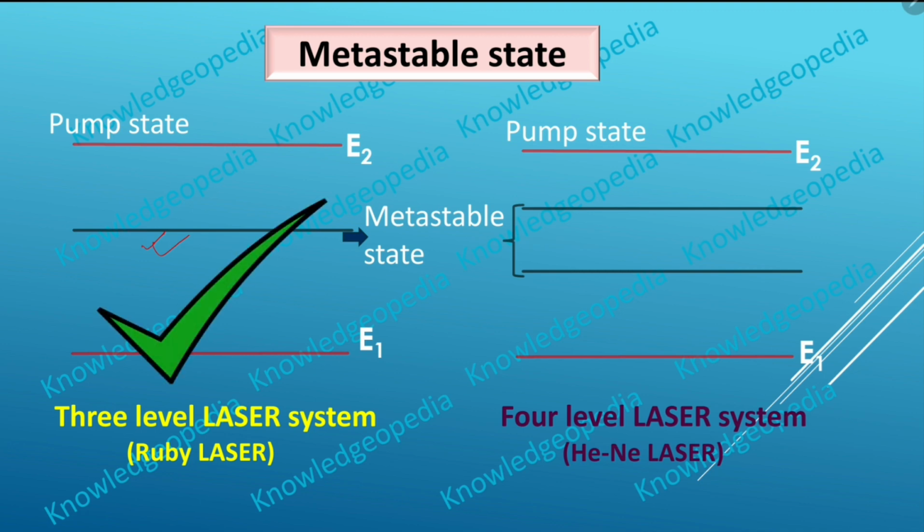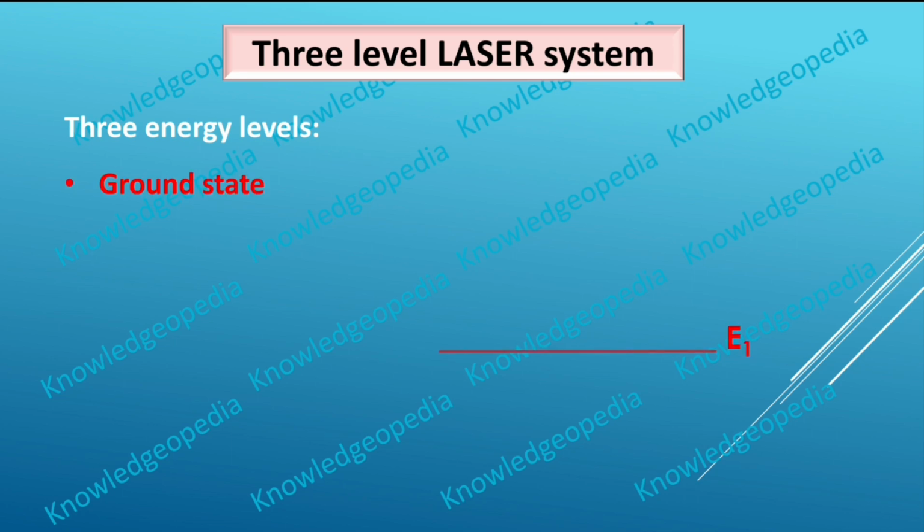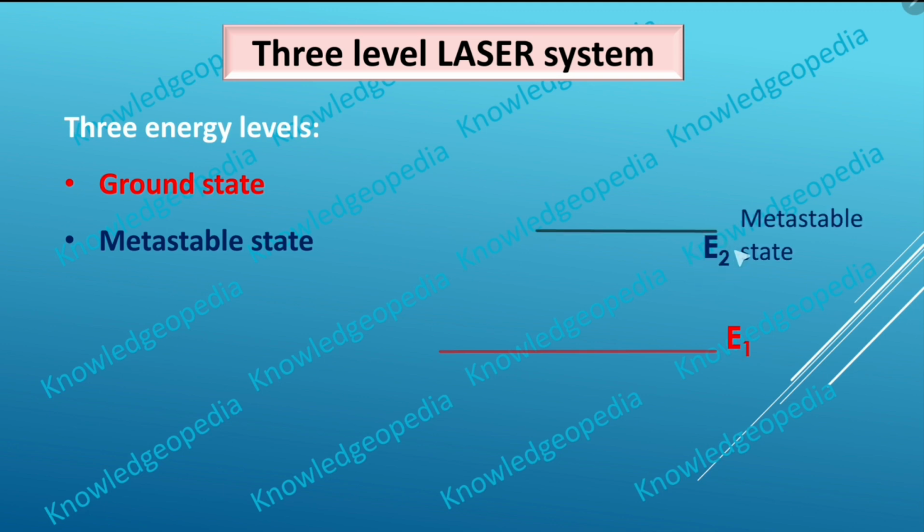Today we will be discussing the three-level laser system. From the name itself it is clear that in a three-level laser system there are three energy levels. One is the ground state, let that energy be E1. The second one is the metastable state, and the energy of the metastable state is E2. The third one is the pump state with energy E3. So these are the three energy levels in a three-level laser system.